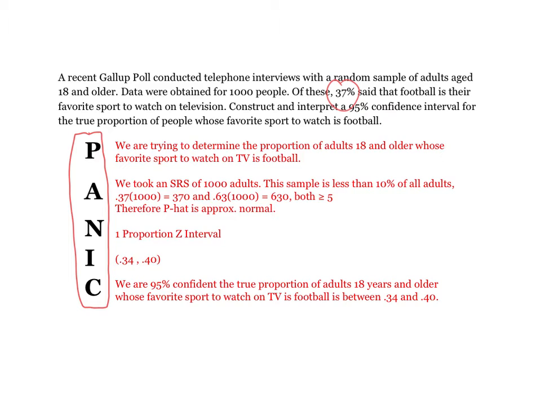Then the N stands for naming the interval we're going to create, and that's just a 1 proportion z interval. The I stands for the actual interval itself. And remember, you're going to use your calculator to find that, okay? And the command you're looking for is just the name of it, 1 proportion z interval. I'll review with you later where we find that. And then at the end, the C, that's conclusion. We have to make a statement like this: we are 95% confident that the true proportion of adults 18 years and older whose favorite sport to watch on TV is football is between 34 and 40%, okay?